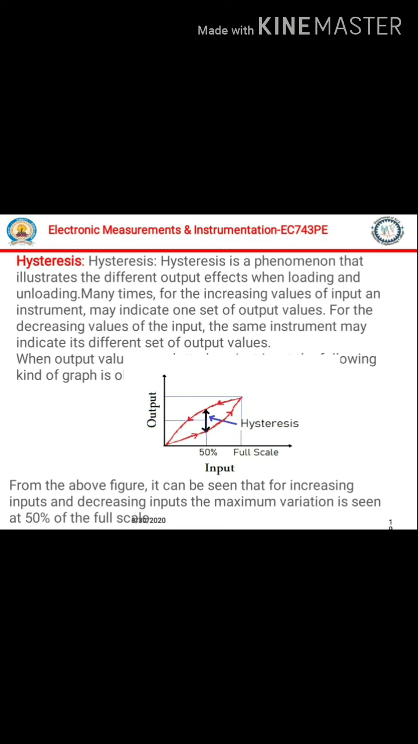If hysteresis is very high, it means the performance of your instrument in both directions is deviating very much from each other. This hysteresis is basically due to magnetic, electromagnetic devices, and especially instruments. The first thing you can consider is magnetic elements.